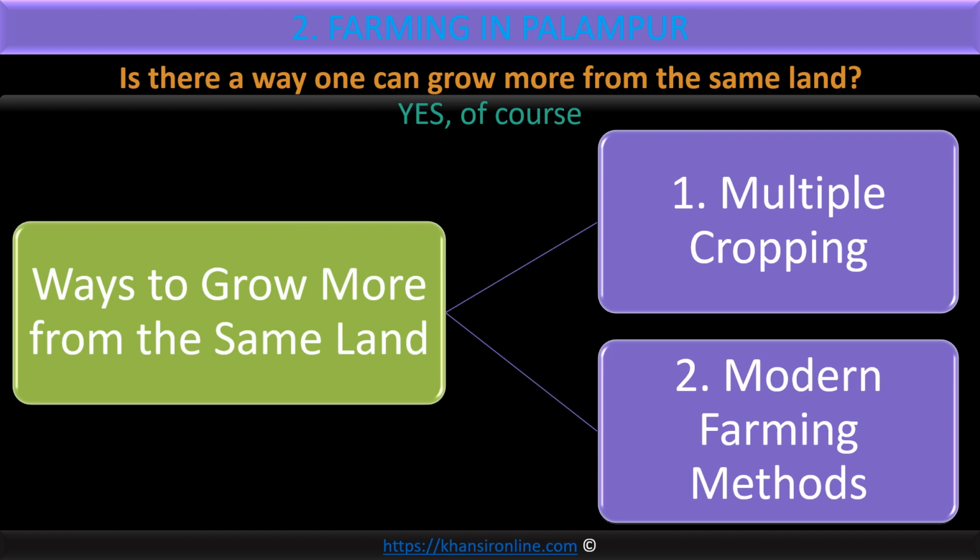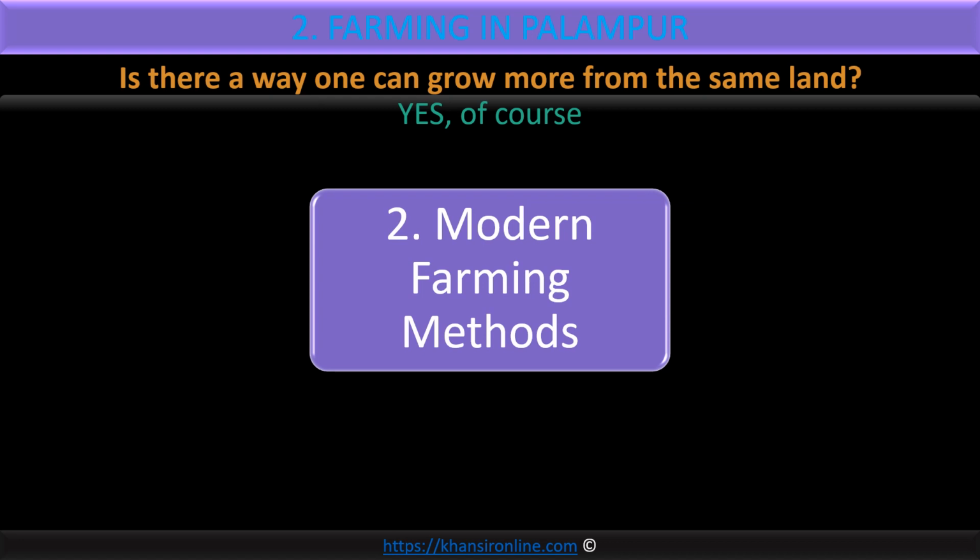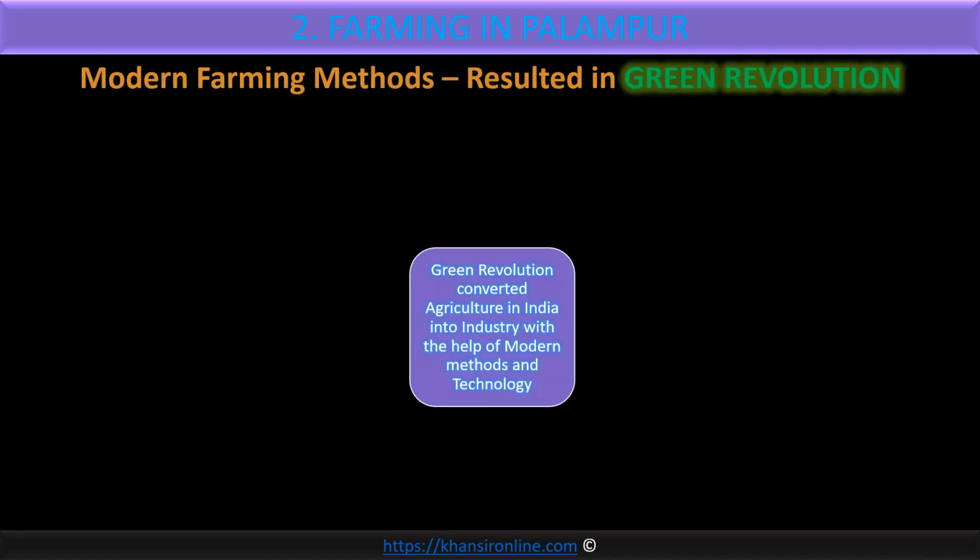So there are two ways in which we can produce higher agricultural yield from the same land. One method we have studied yesterday, multiple cropping. In this video, we'll focus only on modern farming methods. Start with what is modern farming method? See, modern farming method, whatever it is, we'll discuss. The biggest result of the modern farming method is the green revolution, Harit Kranti.